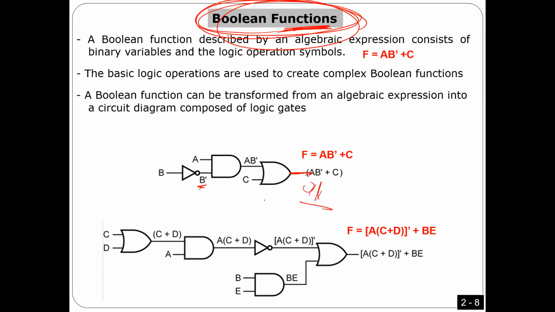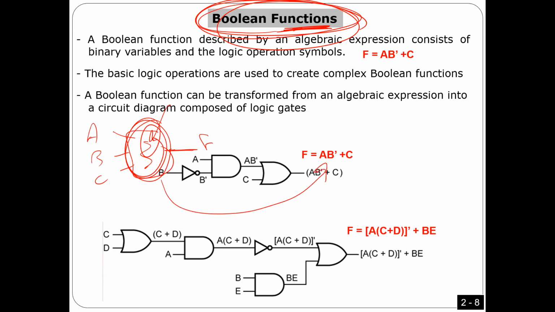Is that okay? So here I'm going to take inputs A, B, C, and then do some operation, and then get the output F. What kind of operation did I do here? I complemented B, I did AND with A, and then I calculated it OR with C. Okay, let's have the next one here.